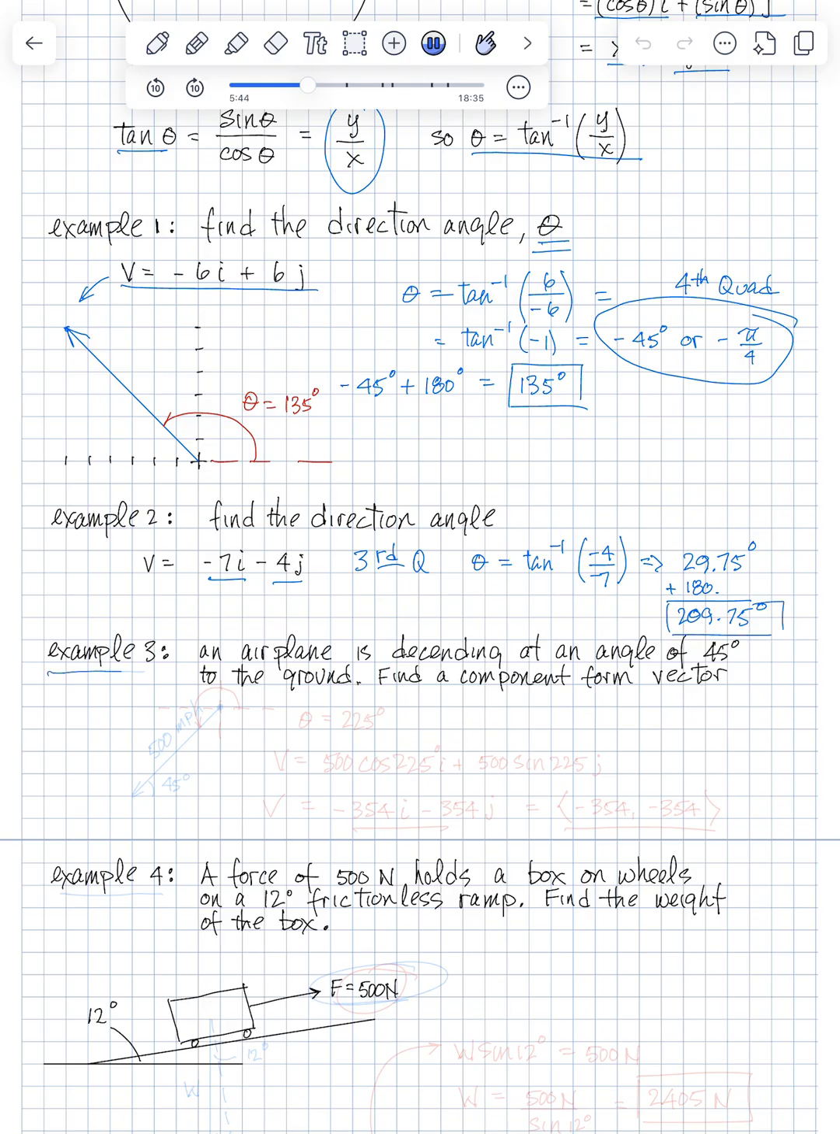Okay, the third example, we have an airplane that is descending at an angle of 45 degrees to the ground. Now, this wouldn't be a commercial plane because they don't do that, but a fighter plane would do it. We want to find the component form of the vector. So let's draw a little picture.